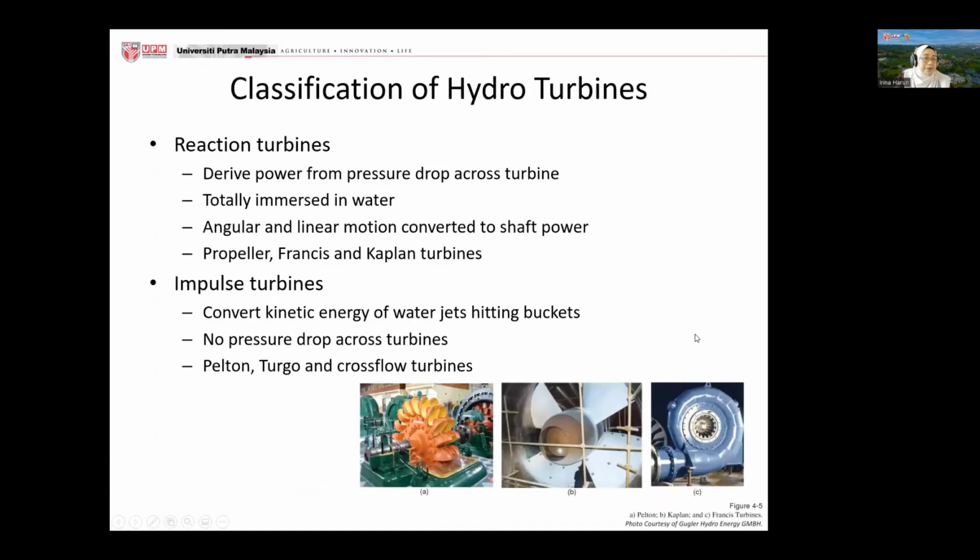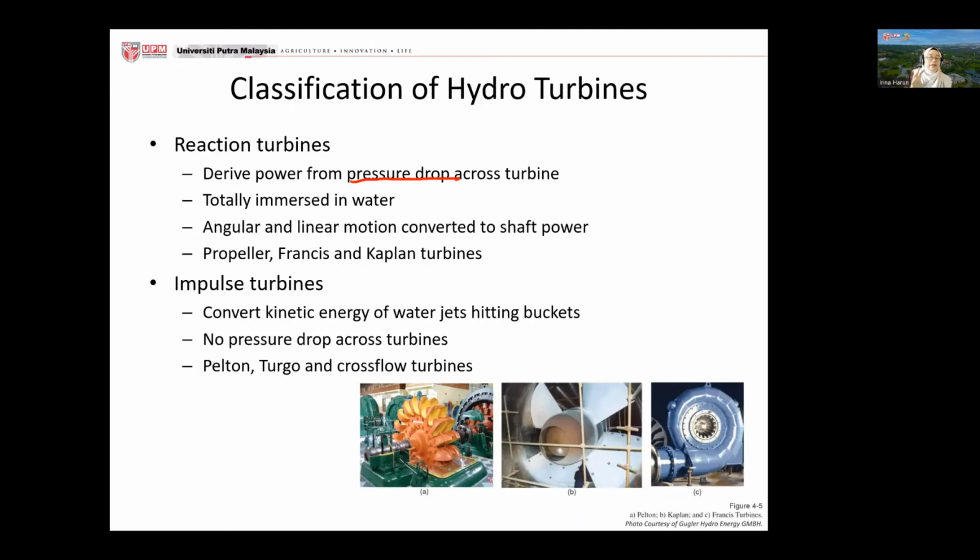Now, if we talk about turbines, just now about hydro turbines, there are different types, and it would be good for you to remember there are 2 types: reaction turbines and impulse turbines. Reaction turbine relates to pressure drop, and it is fully immersed in water. And as the water moves through the turbine, it will be rotated, right?